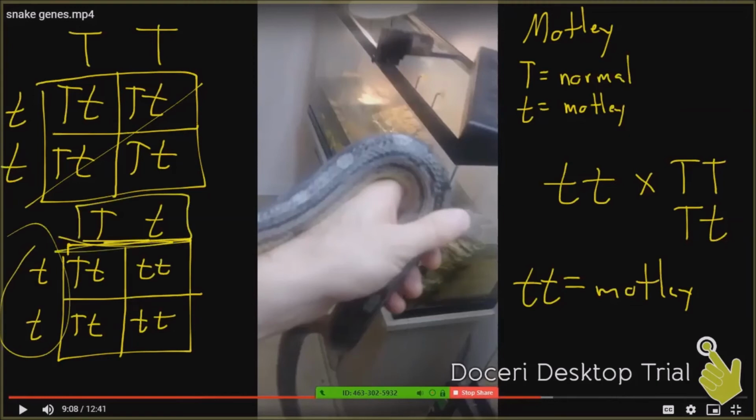And if they mate, their babies should be half and half. And the babies that look normal, like Ghosty, who I showed you, is actually a carrier for motley, which means if he mates, he's going to pass it on again. In fact, he mated with Oreo, and about 50% of their babies came out motley and 50% did not. So it's an example of a Mendelian trait.